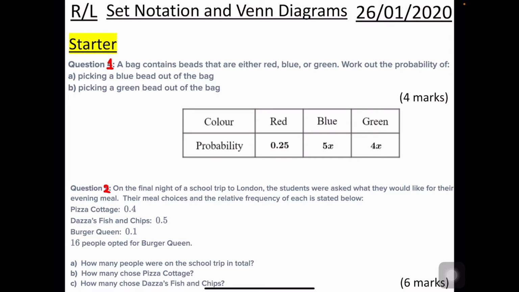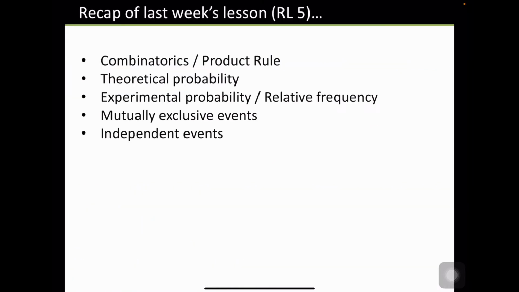Welcome to another lesson. Today's title is Set Notation and Venn Diagrams. Just before we get started, I'm going to recap last week's lesson, where the title was Introduction to Probability. We covered combinatorics slash the product rule. Then we covered theoretical and experimental probability. And then we talked about mutually exclusive and independent events.